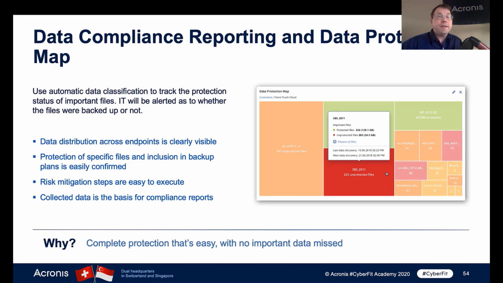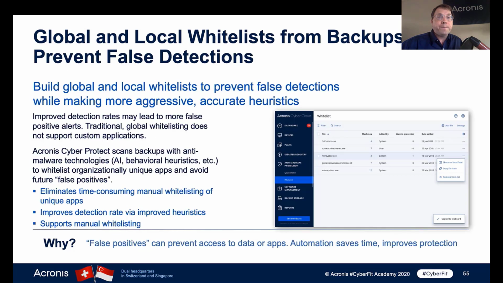We have a data compliance and reporting and data protection map. The idea is that sometimes when we're doing a file backup, we need to make sure that we have all the files that are related to the application that we're trying to back up. And so this makes sure that we don't miss any of the important data that we're trying to back up.